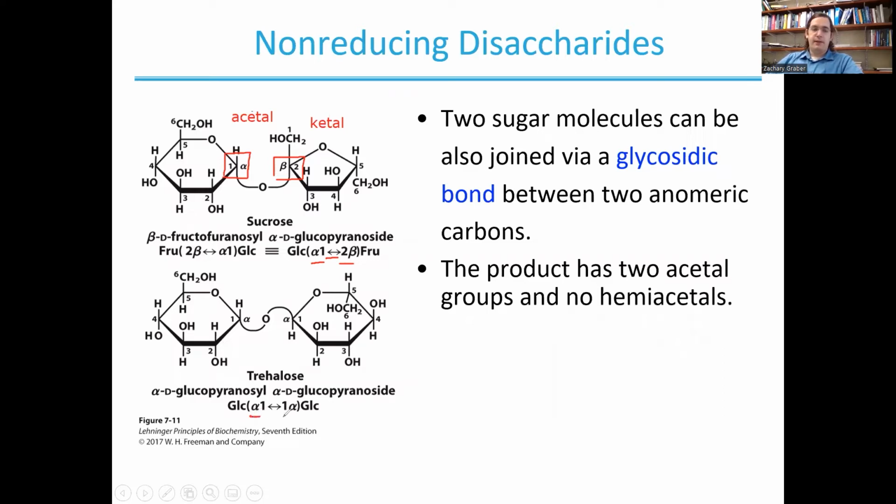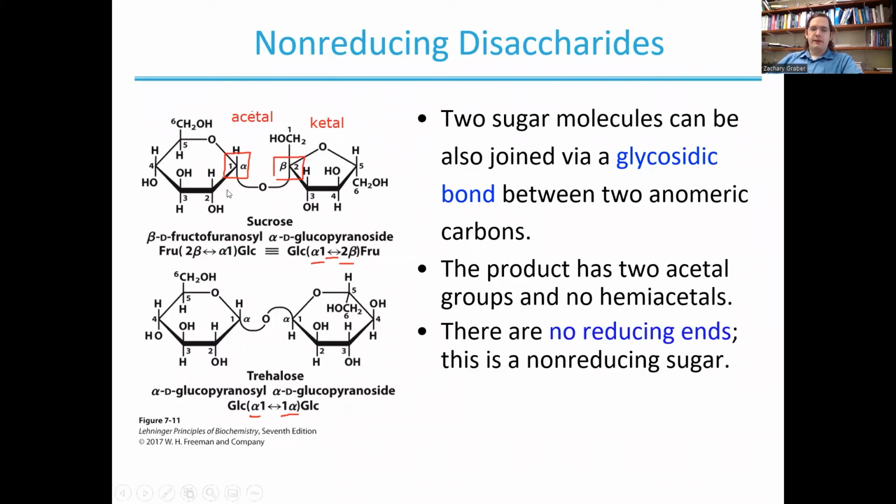In this case, we've linked two carbon 1s together, our anomeric carbon from glucose, to form an alpha 1 disaccharide. Now you might notice for both of these sugars, we've eliminated all of our hemiacetals and hemiketals. So at this point, these are non-reducing sugars.